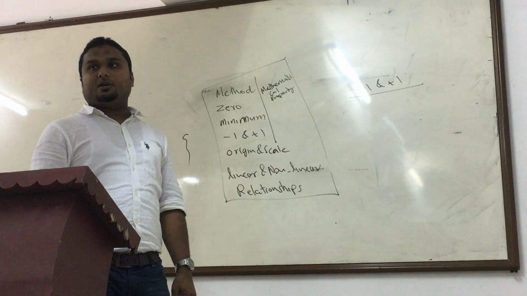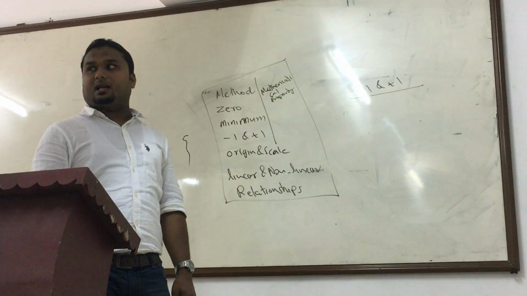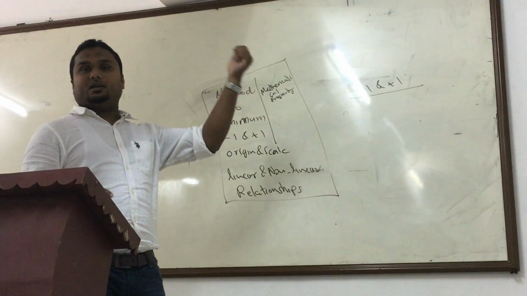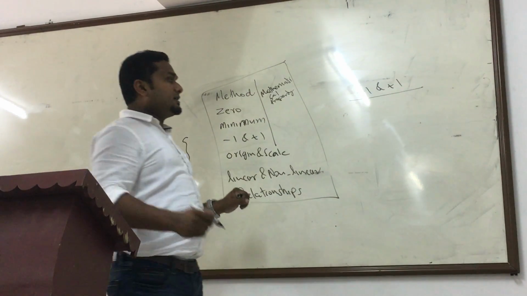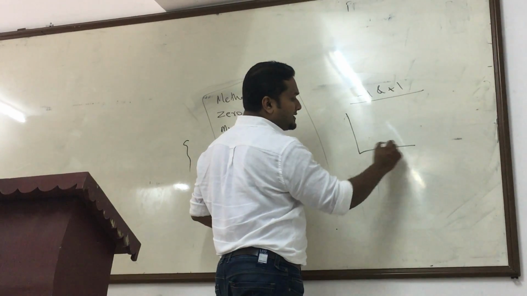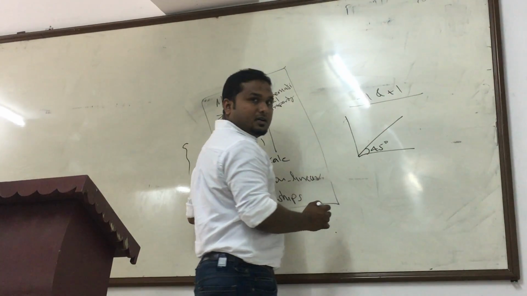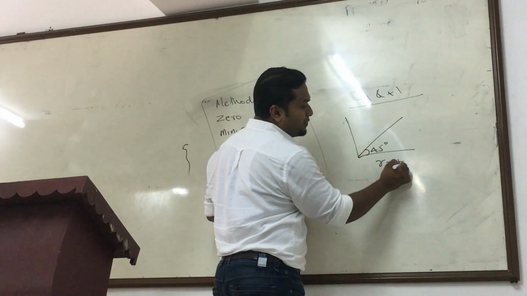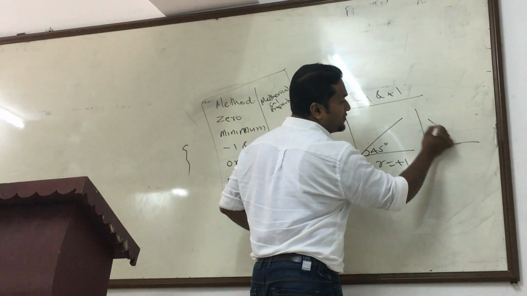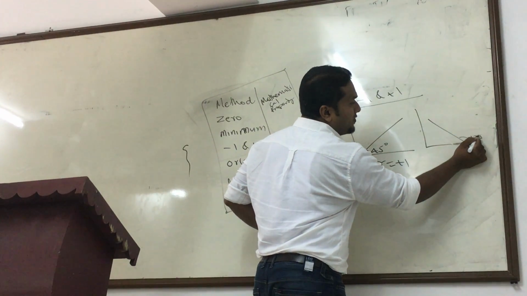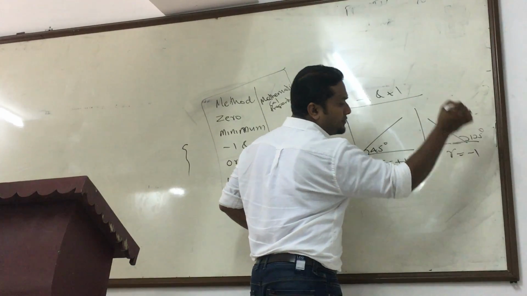If the ranks given by two judges are in the same order, then the rank correlation will be plus 1. What is the answer? Plus 1. Next step. If the plotted points in a scatter diagram are at 45 degrees, then R is equal to plus 1. If the plotted points are at 135 degrees, then R is equal to minus 1.